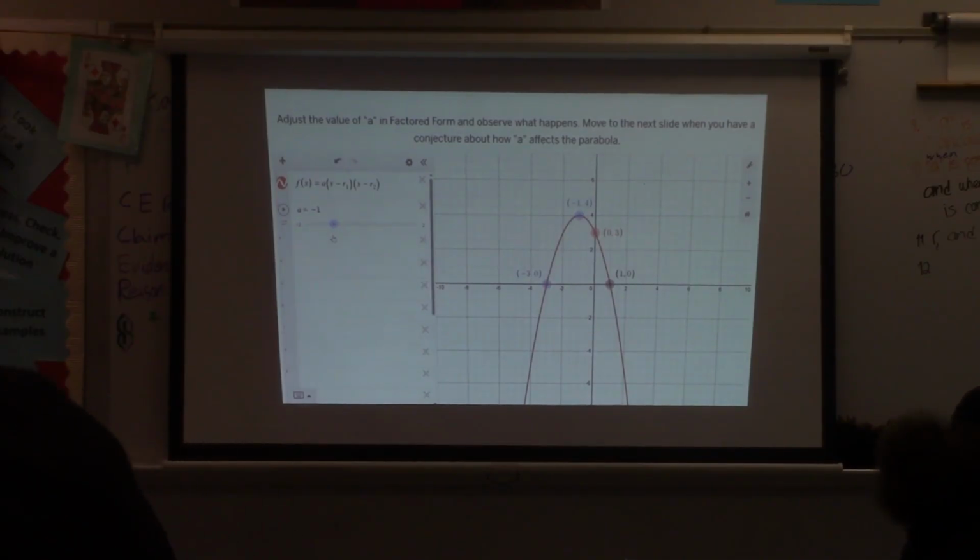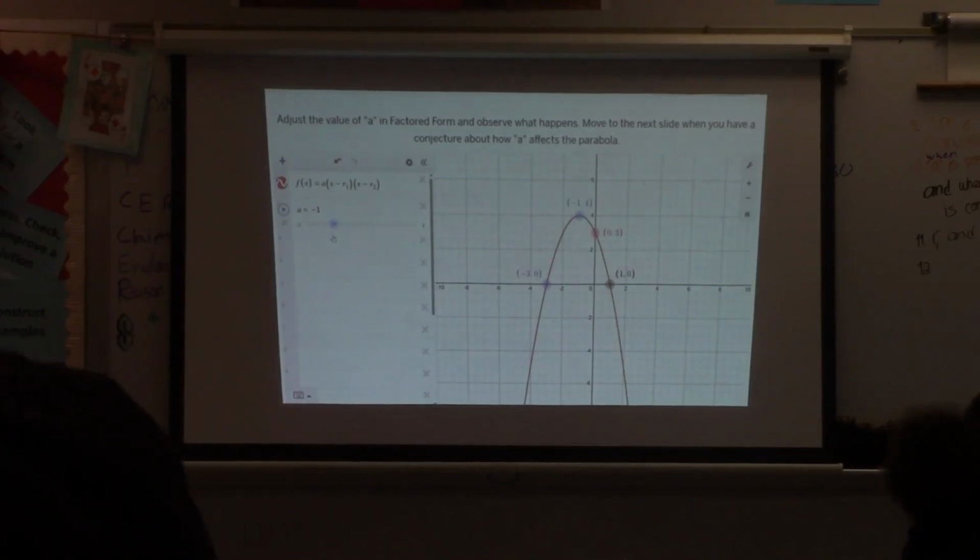Yeah, this is all you need right here. When A is negative, the parabola is concave. Concave what? Down. That's it. When A is negative, the parabola is concave down.